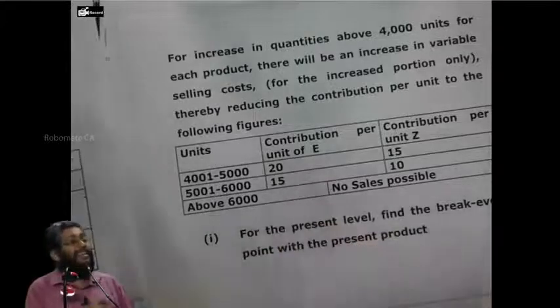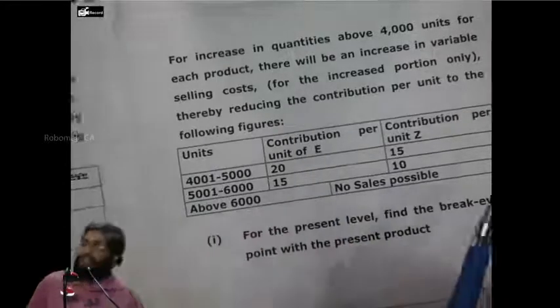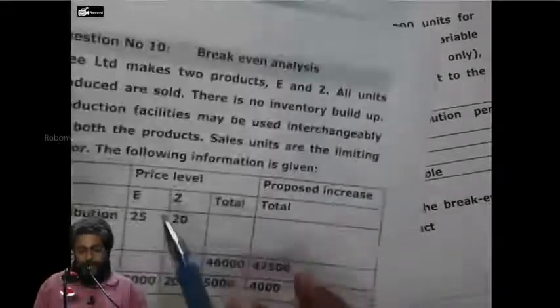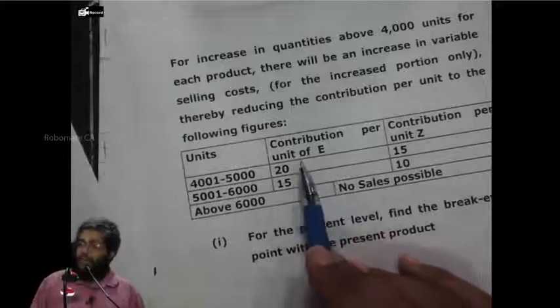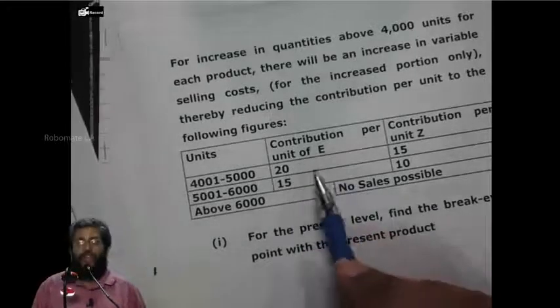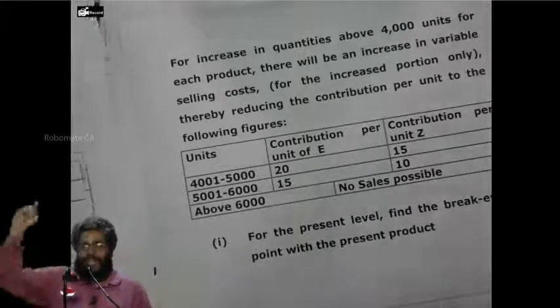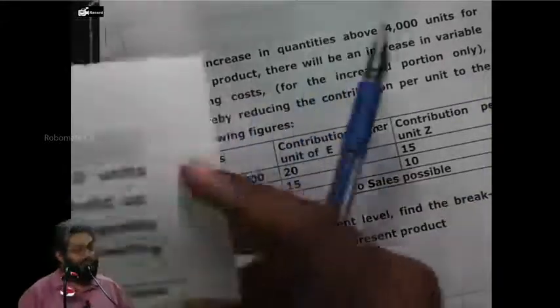15 per unit. This is the contribution for different demand. Yes or no? To put it simply, up to 4000 units, the contribution is 25. Beyond that, up to 5000, 20. Above 5000 is going to be 15. Can I sell 8000 units? No. The maximum demand is only how many units here? 6000. Point number 1. Yes or no?